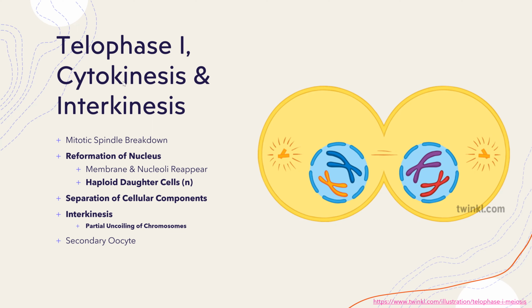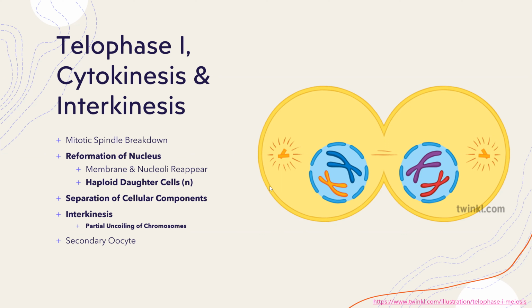Again, cytokinesis is the separation of the cellular components and making sure that both daughter cells will have the materials necessary to survive on their own after. But since meiosis goes through 2 divisions, we have something called interkinesis, and this is the gap between divisions that may or may not occur. And in this phase, if it happens, we get a partial uncoiling of chromosomes back into that stringy spaghetti-like chromatin state.